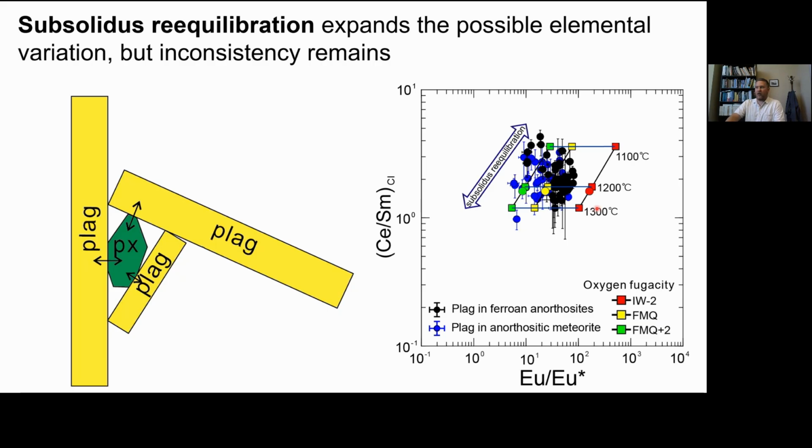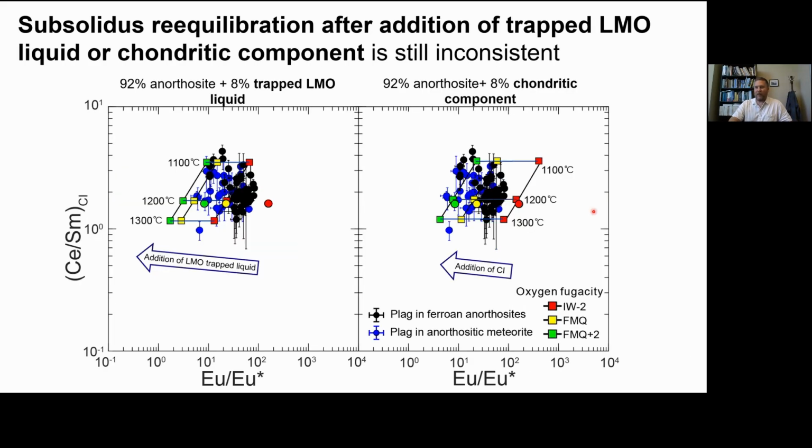So we then tried adding different components to our plagioclase flotation crust, or an anorthositic flotation crust, and then superimposing subsolidus reequilibration on top of that. So the first that we tried was adding a trapped lunar magma ocean liquid component. So you can envision that you might form, say, a clump or a clot of plagioclase in the magma ocean that would float up, and along with it would be some rafted magma ocean liquid.